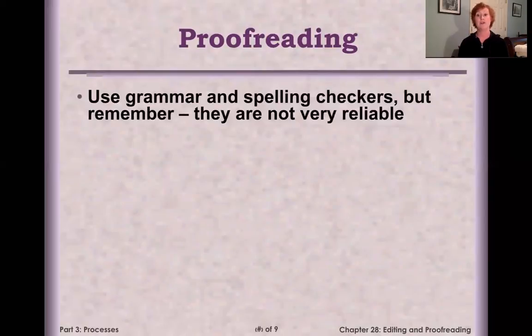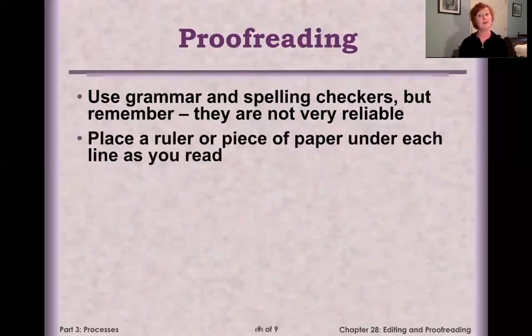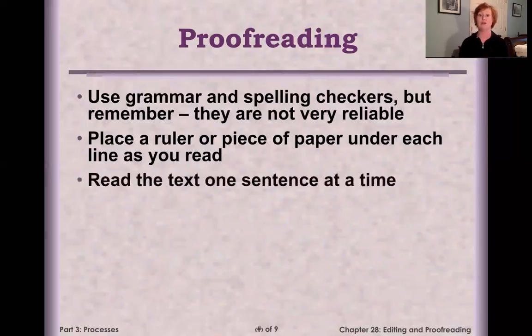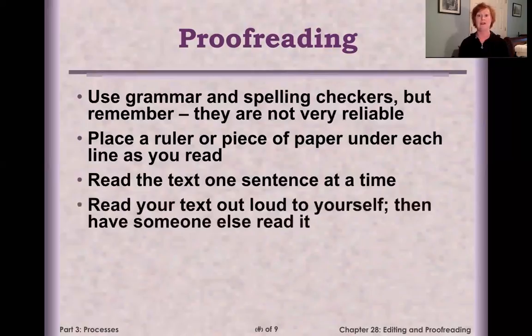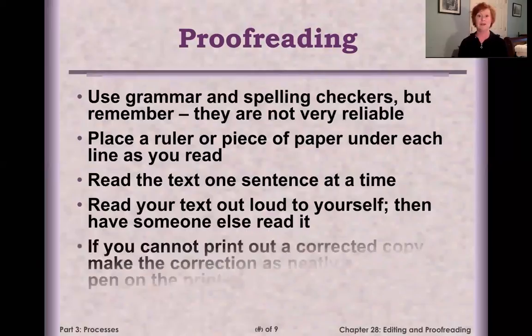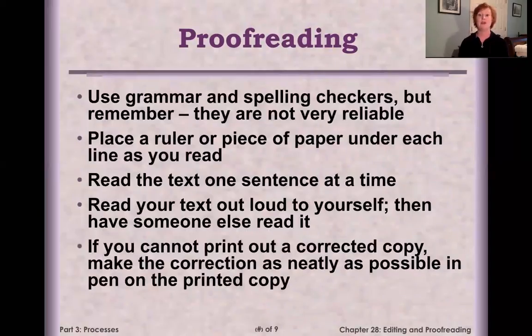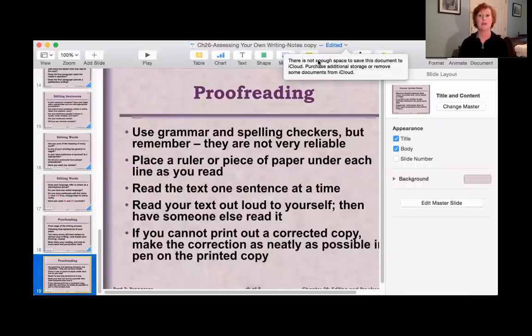Again, grammar and spell checkers are helpful, but they're not perfect. This also gives you the suggestion of, as you're reading aloud, put a ruler underneath the line and move your ruler down so you know you're not skipping anything. Read the text one sentence at a time. Read the text out loud, then let somebody else read it. If you can't print it out, make corrections as neatly as possible in pen, and that doesn't really apply to us since this is an online class.